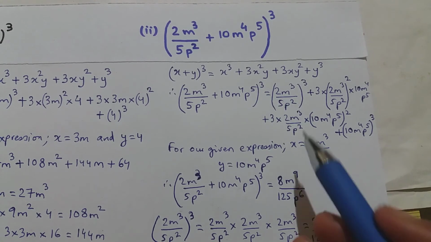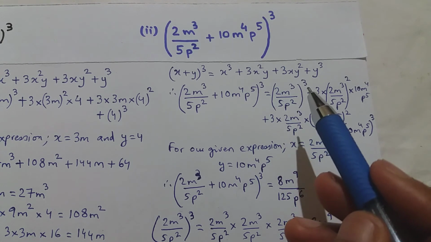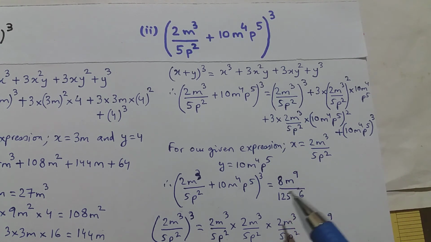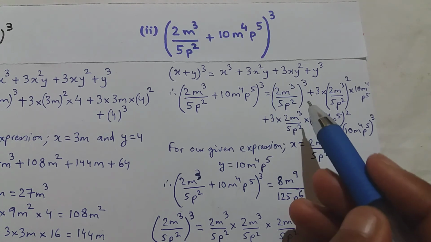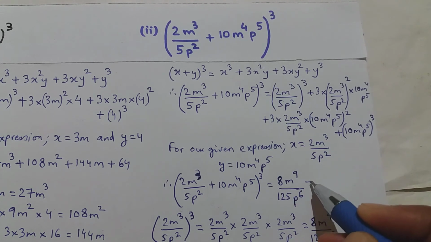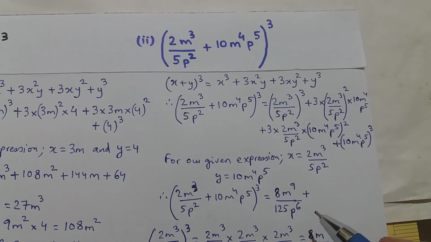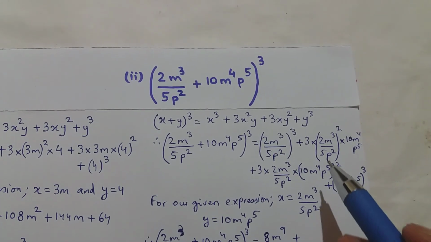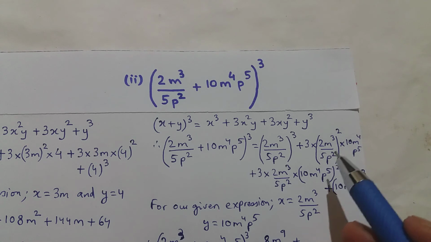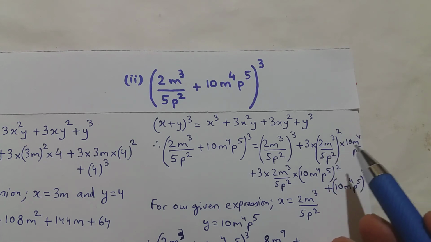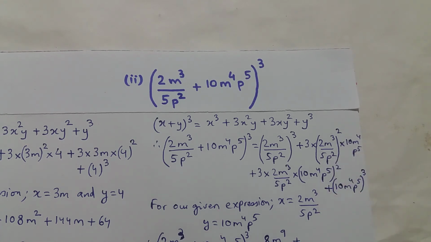So therefore (2m cube upon 5p square) whole cube becomes 8m to the power 9 upon 125 p to the power 6, plus, now let us simplify this: 3 into (2m cube upon 5p square) whole square into 10m to the power 4 p to the power 5.